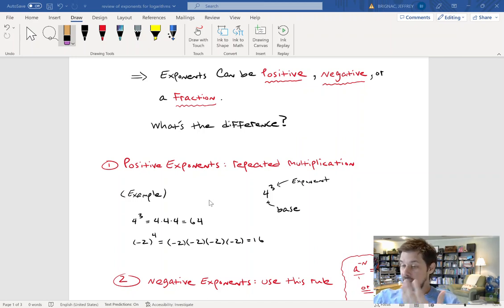Some vocabulary that you might encounter along the way is that when we have 4 to the third power, 4, the number that gets multiplied repeatedly, is called the base, and 3, the power, is also called the exponent.